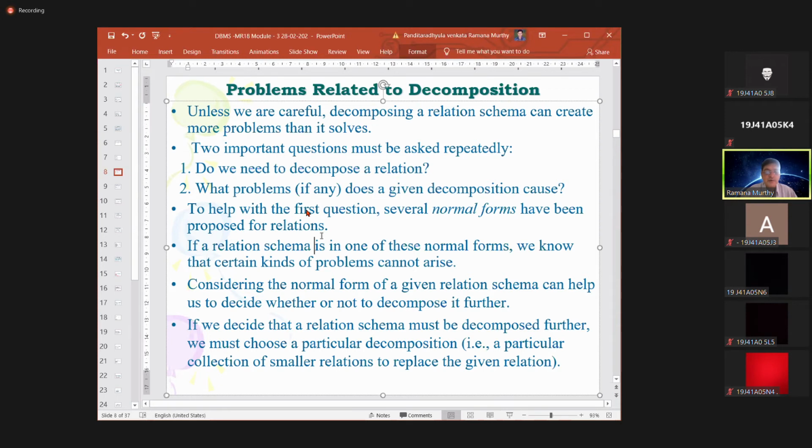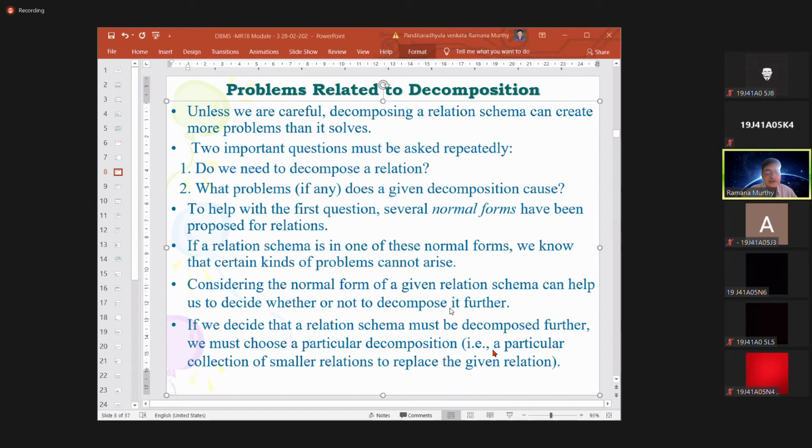So first of all, we are identifying whether this particular table is satisfying any of the normal forms or not. Considering the normal form of a given relational schema can help us decide whether or not to decompose it further. Based on the normal forms, we identify whether we need to decompose a relation or not. The first question is, do we need to decompose? Using the normal forms, it tells us whether we need to decompose or not.